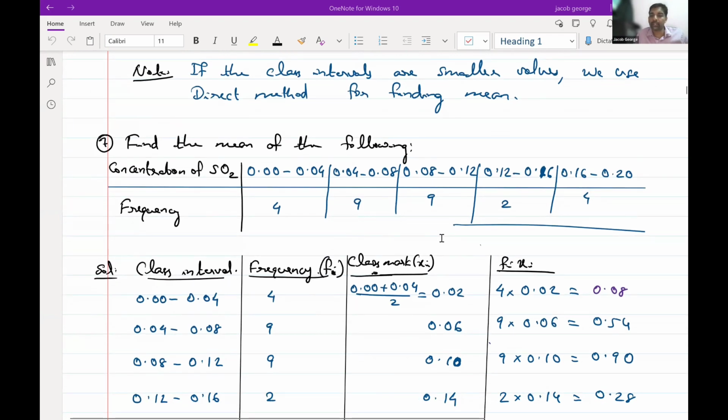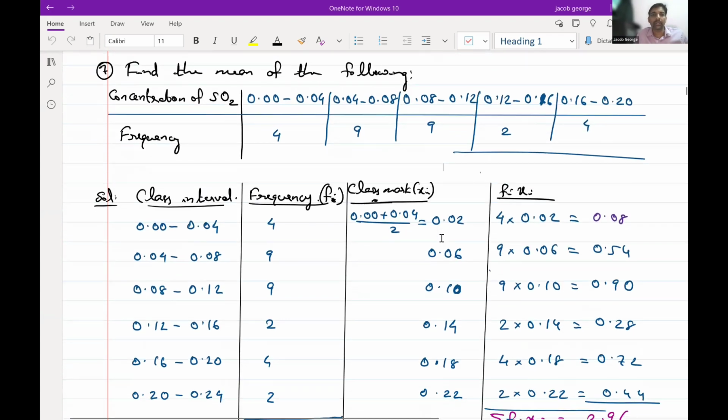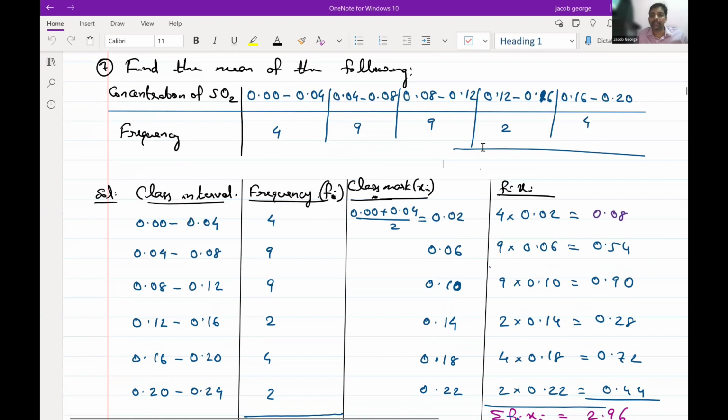So this is another question of direct method, same type only. Class intervals and frequencies are given, and we found the xi.